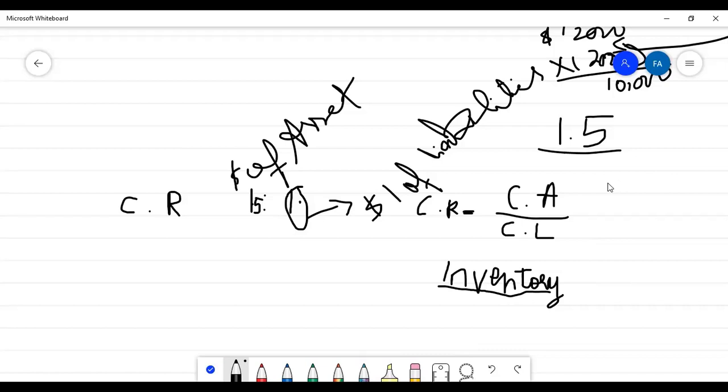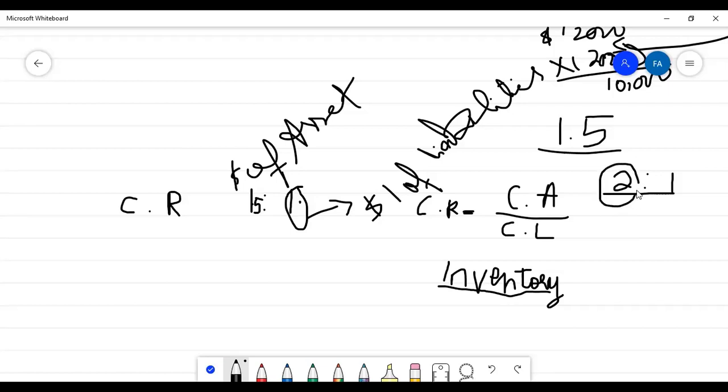If your answer is 2, what do you think? Is it good or is it bad? 2:1. If your answer is this, you basically have $2 of assets for one liability. Is it good? You've correctly explained whatever you explained, that's good. But is it good for the business? Yeah, if they have more assets for every liability, that'll be good, right?